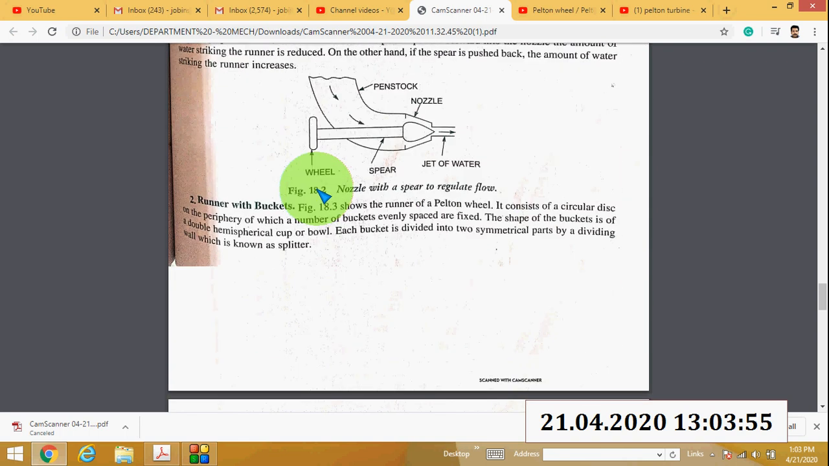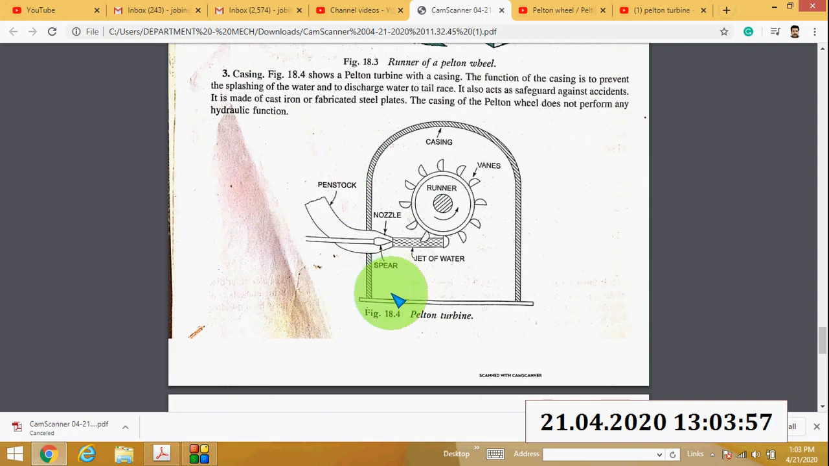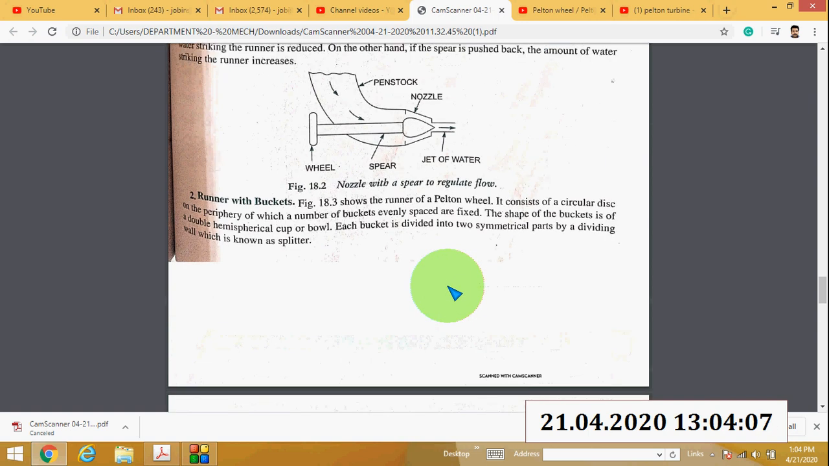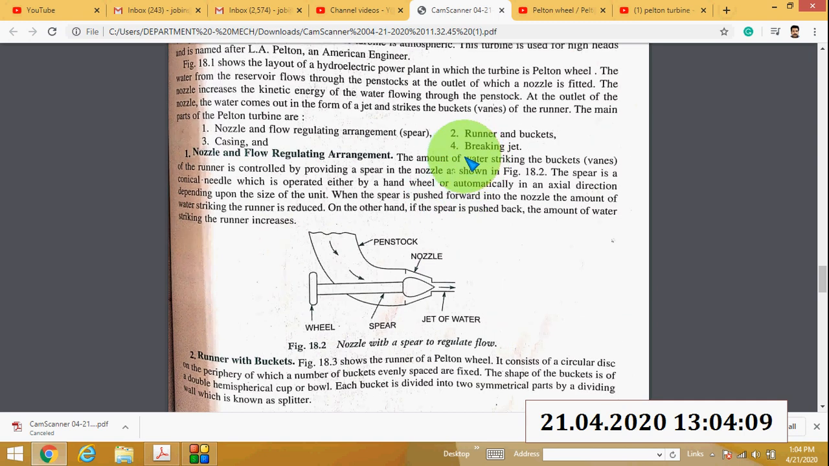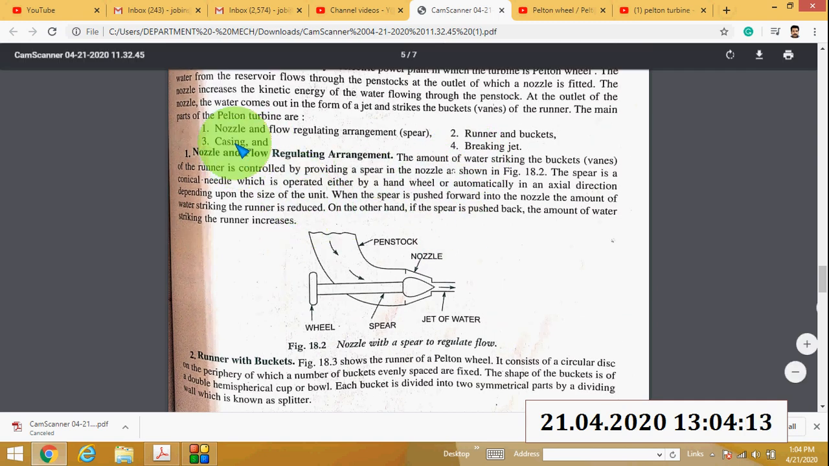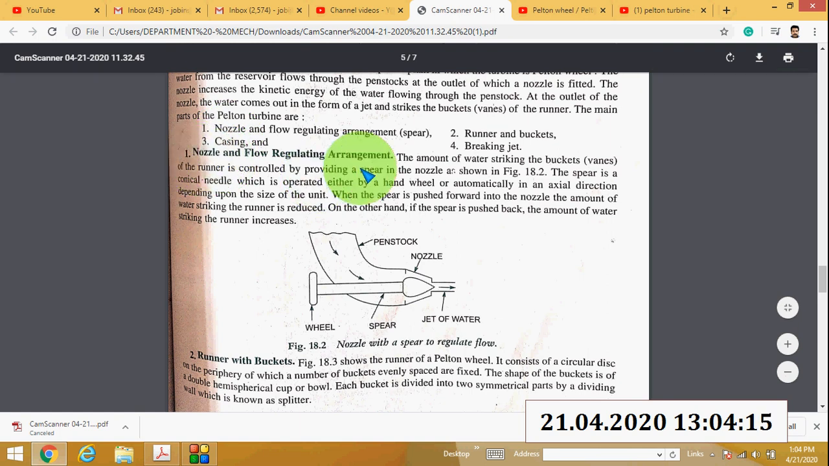Third, the casing. All the Pelton wheel is enclosed in a case, and this portion is called the casing. The fourth one is the braking jet. I will explain them one by one. The first one is the nozzle and flow regulating arrangement.